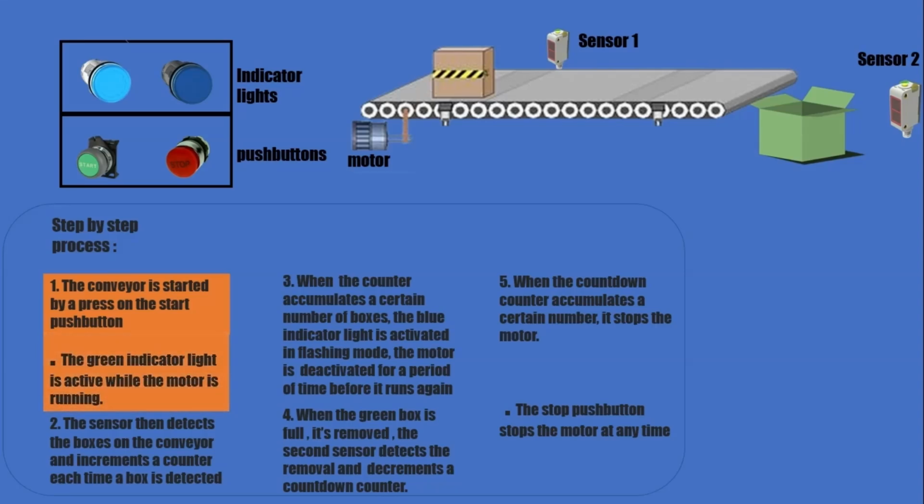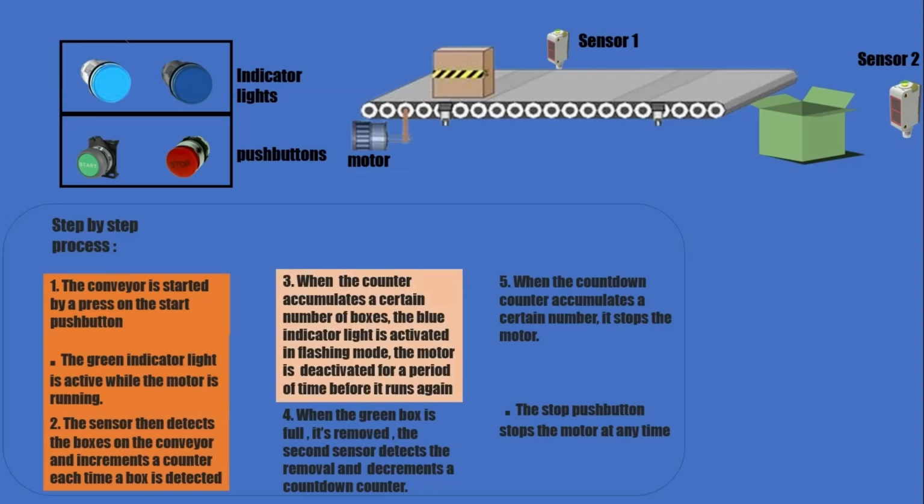The first sensor detects the small boxes and increments a count-up counter for each detected box. When the counter accumulates a certain number of boxes, the blue light turns on in flashing mode and the motor stops for a period of time before it runs again.